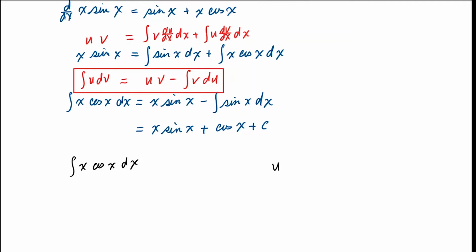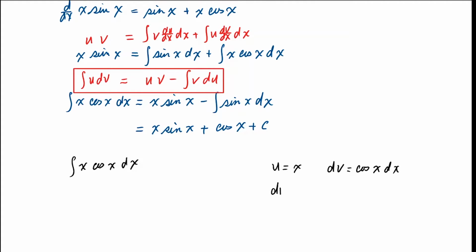This is the only time this works. It doesn't always work, okay? Now, u is always the simpler one, well, most of the time, the simpler one, x, and then dv is the other one. Remember, it was cosine x dx. So far, so good?